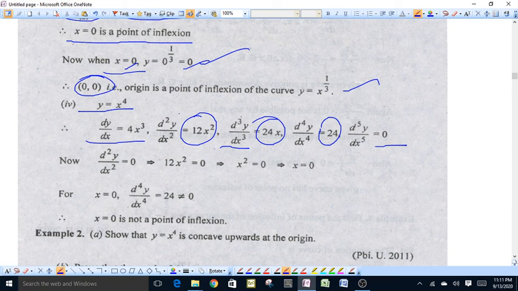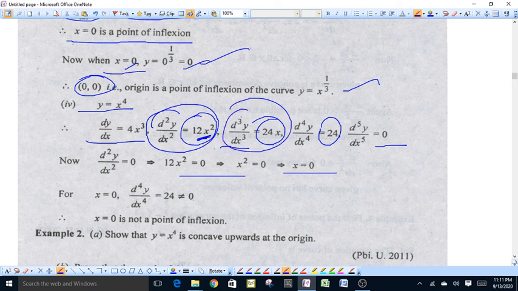Now second order derivative will be equal to 0 when x equal to 0, and third order derivative is also equal to 0 for x equal to 0, but fourth order derivative is not equal to 0 for x equal to 0. It means odd order derivative of y at x equal to 0 is 0, but next even order derivative is not equal to 0 at x equal to 0. It means x equal to 0 is not a point of inflection.